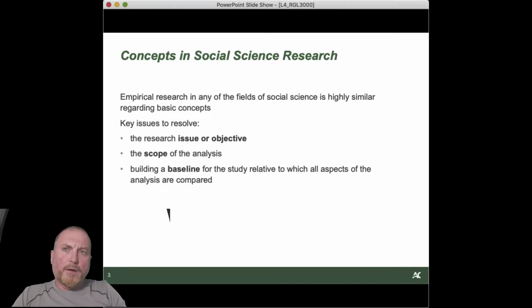We've already described how when you're doing empirical research in any kind of area, particularly in socioeconomics, there are three core issues that are involved. What is the issue or objective we're investigating? We've been through this before. What is the scope of the analysis? And as you recall, you need to determine the scope in order to be able to determine costs and benefits on constituencies out there. Costs and benefits, direct and indirect, intended and unintended, as we discussed last lesson. And you need both the issue and the scope to be able to build a baseline.